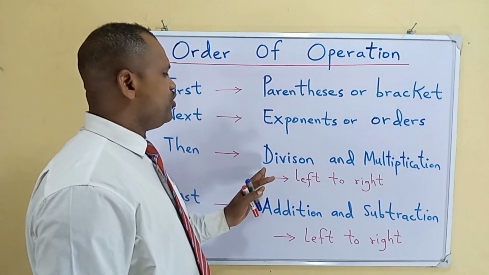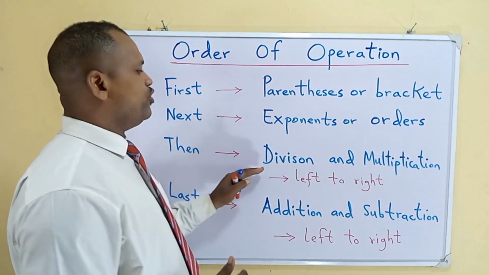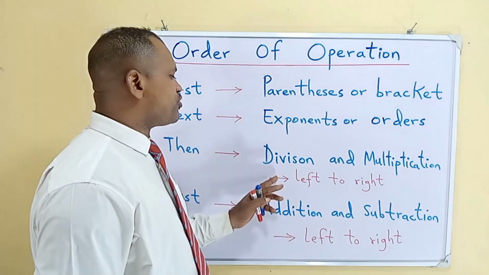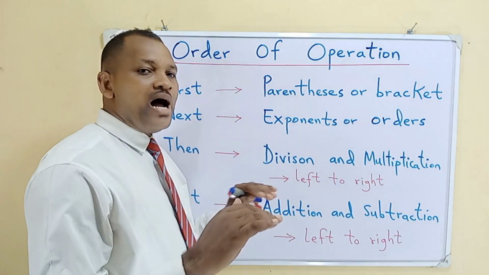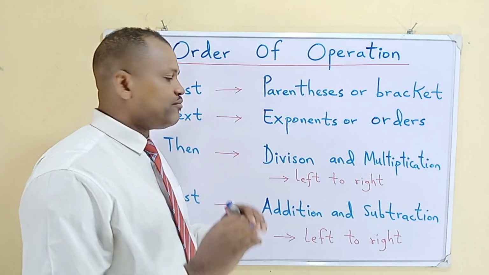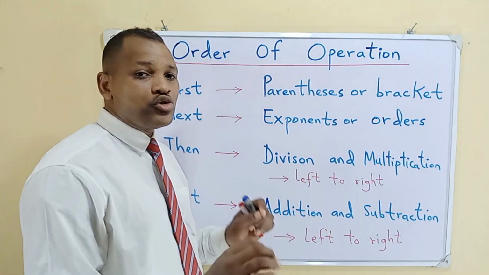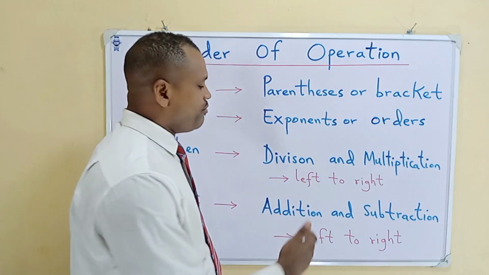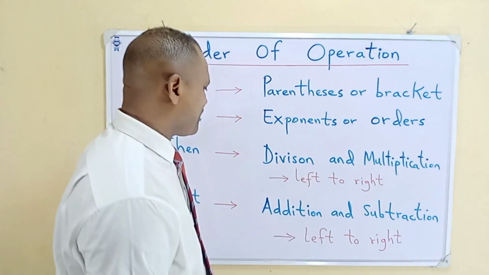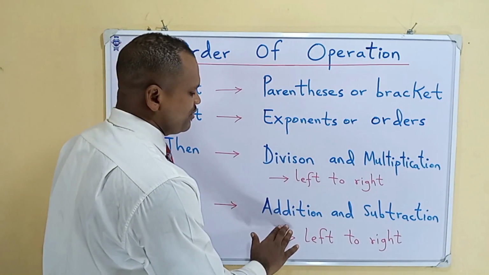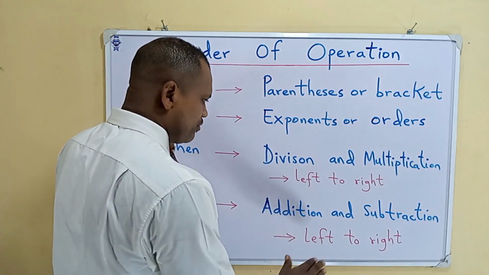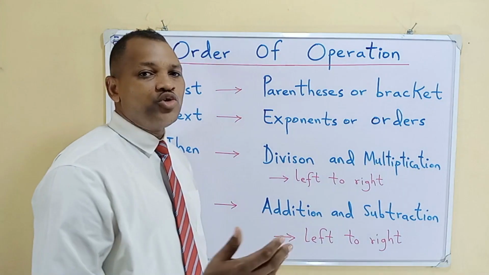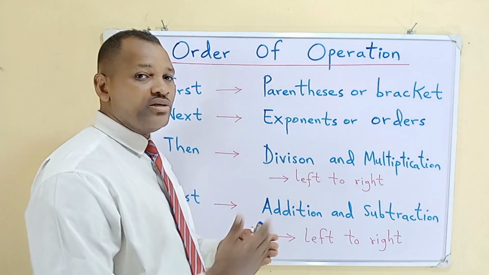After that, then you handle division and multiplication problems. When it comes to division and multiplication, they are actually on the same level. So as to which one to solve first, the rule is you deal with it from left to right. Then when you are done, you handle the addition and the subtraction problems. And again, the rule is from left to right, just as you do when you read a book.